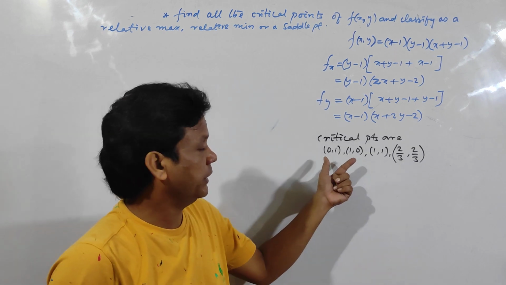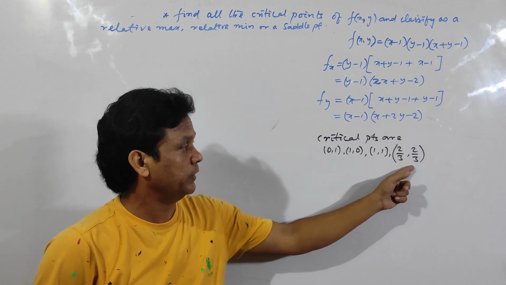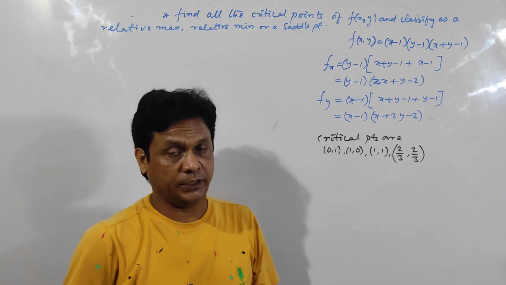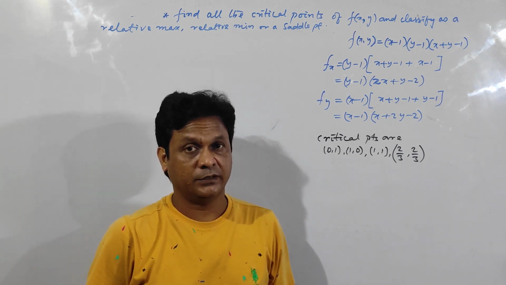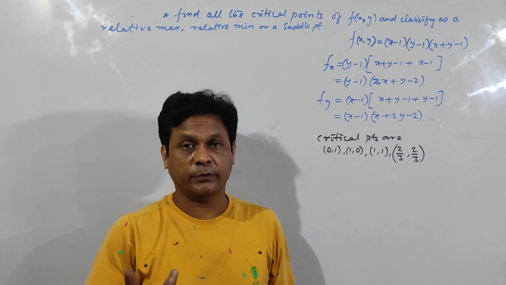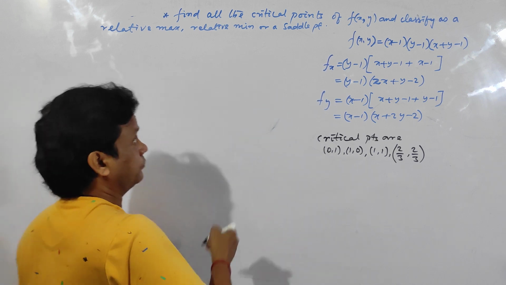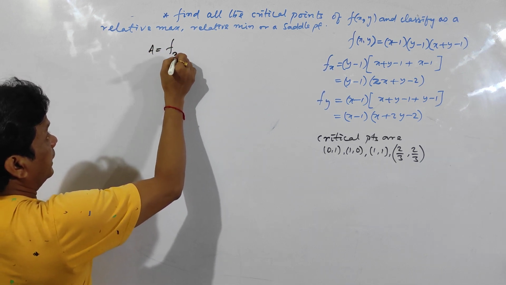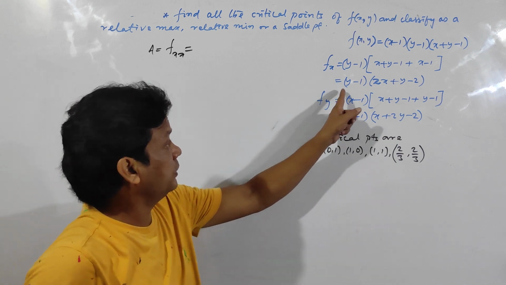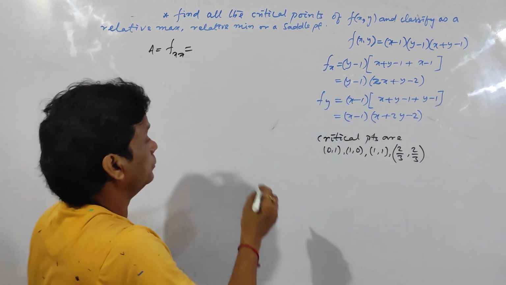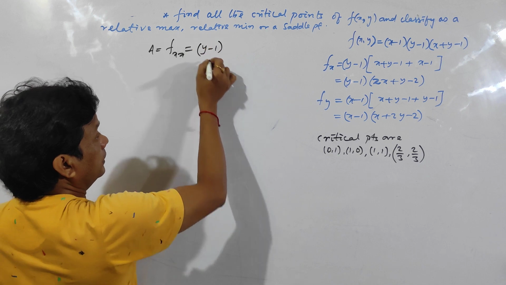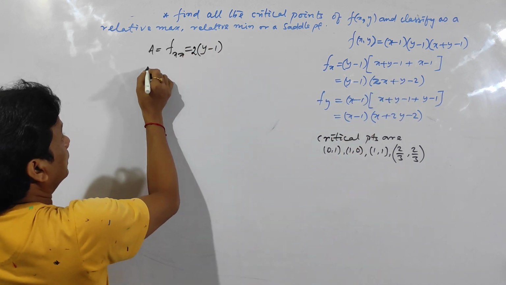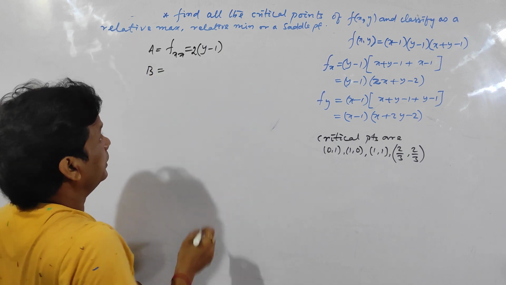Now we have the 4 critical points 0, 1, 1, 0, 1, 1, 2 by 3, 2 by 3. So before testing, we have to find out the values of A, B, C. That means del square by del x square, del square by del y square, del square by del x del y. Clear? So A is equal to fxx. That means the derivative of this one with respect to x. So this one, y minus 1, is a constant. And the derivative of this one with respect to x is 2. Clear?